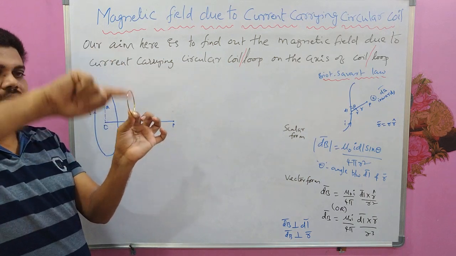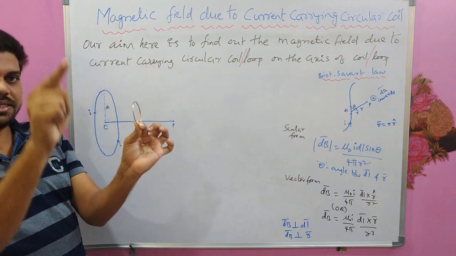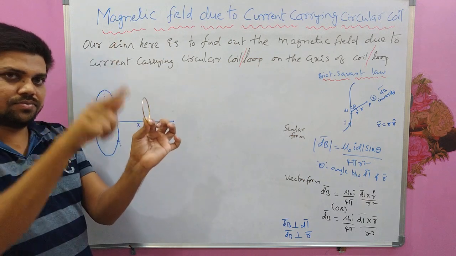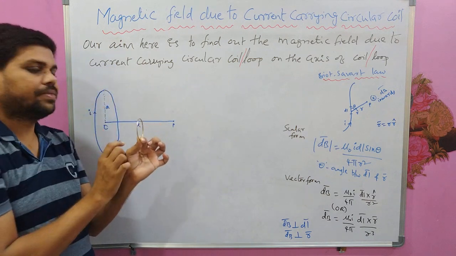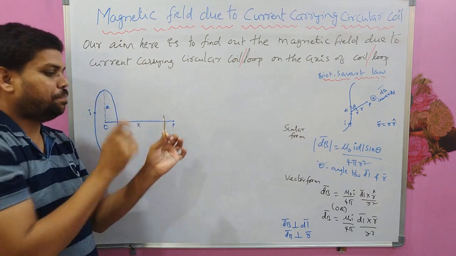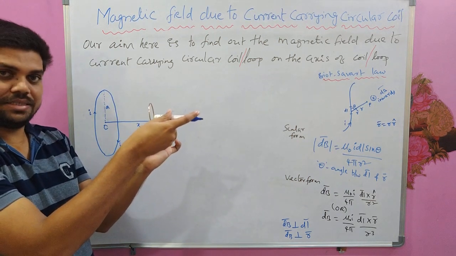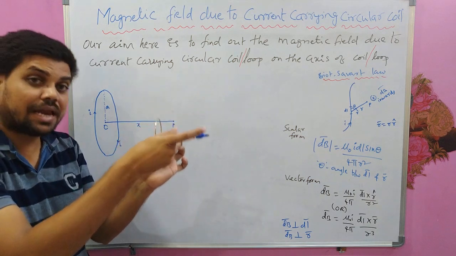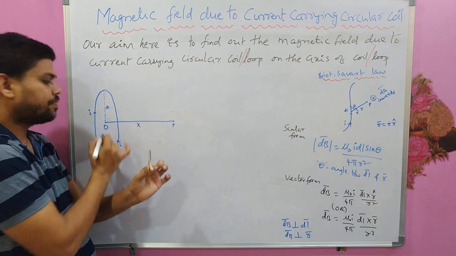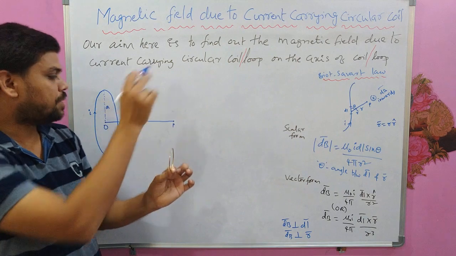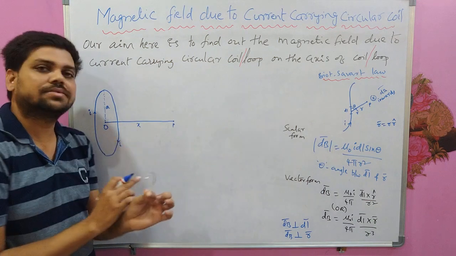Now what is the direction of the current? The current is flowing like this, so clockwise direction. The current is flowing in the clockwise direction, and its radius is small a. And the point P, where I am going to find out the magnetic field on the axis, is exactly at a distance of small x from the center of this coil. The center of this coil is considered as O, and from that O to the point P, where I am going to find out the magnetic field, the distance is small x.